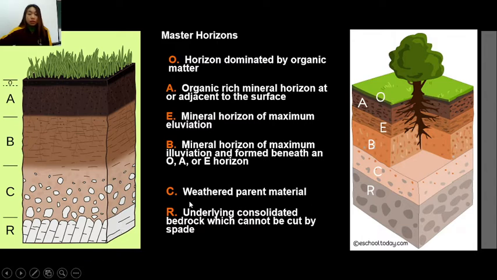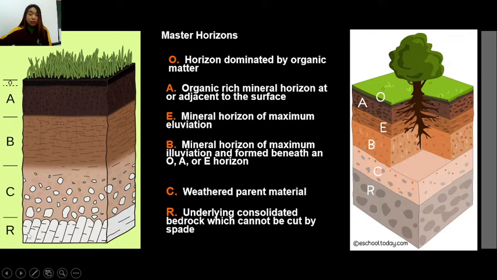Okay, so C horizon here naman, this is the weathered parent material. Actually, this is unconsolidated rocks. Okay, partially weathered parent material. And C horizon, always remember na it is the parent material of soil. Kasi dito siya directly nanggaling.